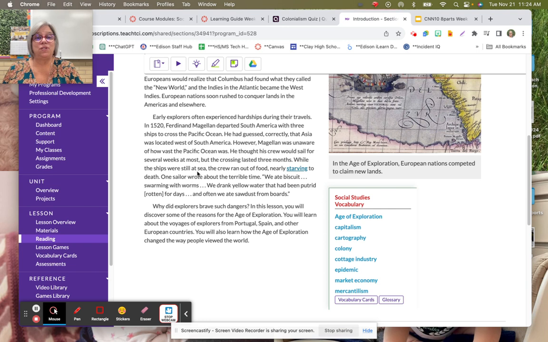While the ships were still at sea, the crew ran out of food, nearly starving to death. One sailor wrote about the terrible time. "We ate biscuit, swarming with worms. We drank yellow water that had been putrid, which is rotten, for days, and often we ate sawdust from the boards." Why did explorers brave such dangers?